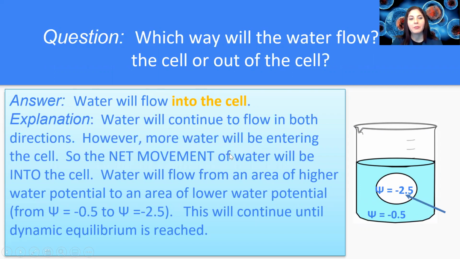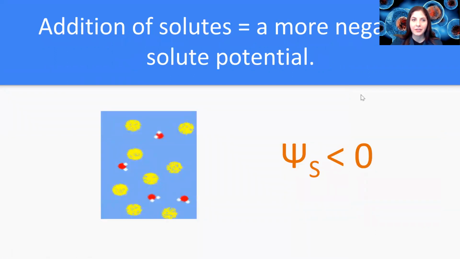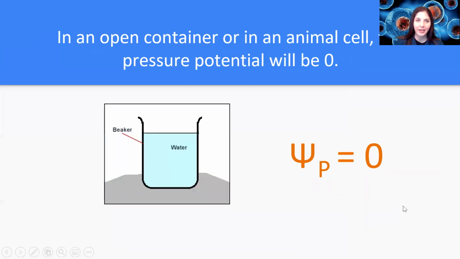Water will continue to flow in both directions. Water is always going to be exchanged because we do have that semi-permeable membrane. However, the net movement of water is going to flow into the cell itself. So the water will flow from an area of higher water potential, right here, into the area of lower water potential. This will continue until a dynamic equilibrium is reached. An addition of solutes is equal to a more negative solute potential. And in an open container or in an animal cell, the pressure potential will be 0.